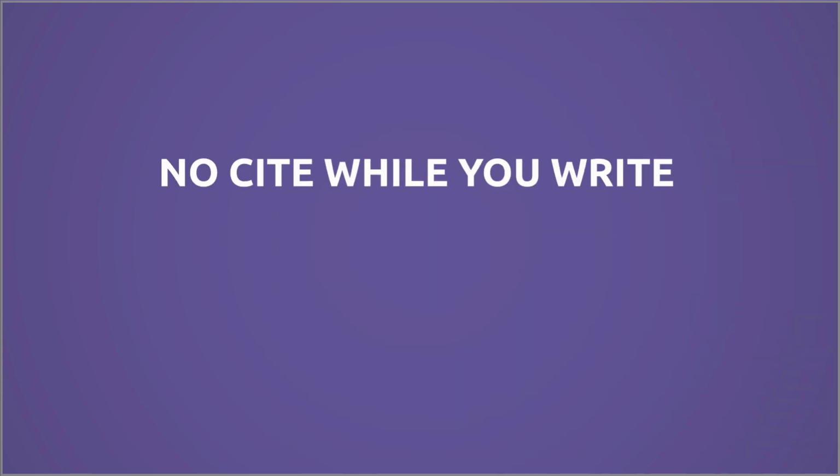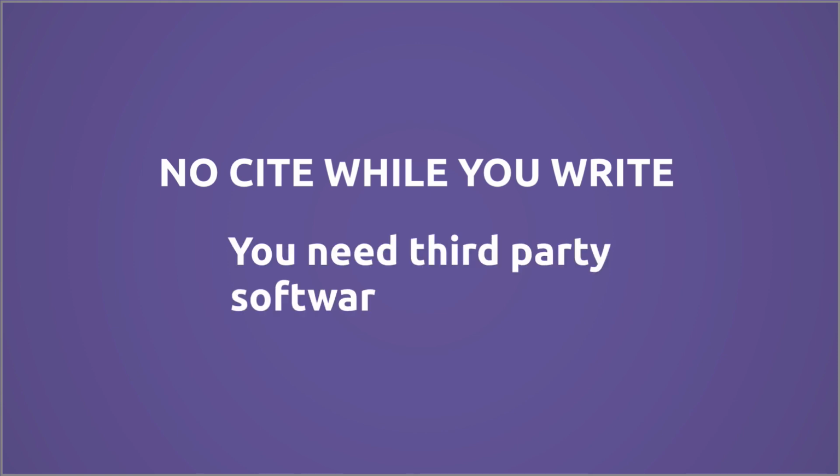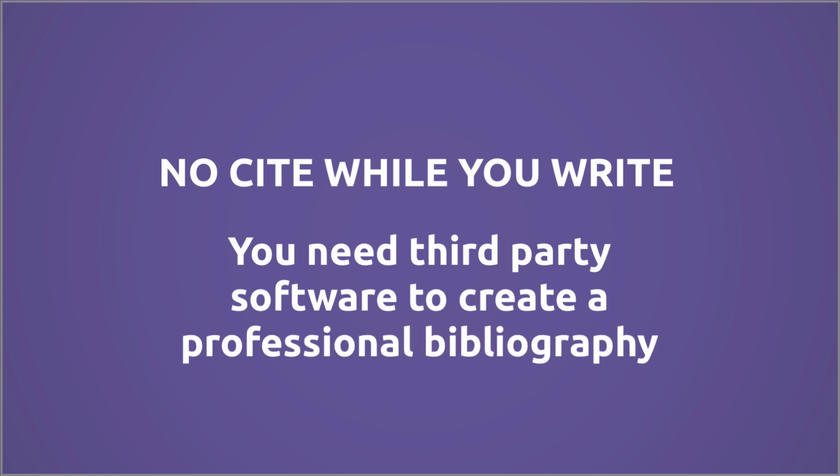For academic writers, although Scrivener does basic footnotes, it does not do cite while you write, so you need third-party software to create a professional bibliography. However, if you have bibliography software, you can link it to Scrivener in the Preferences menu and work in the two apps together.